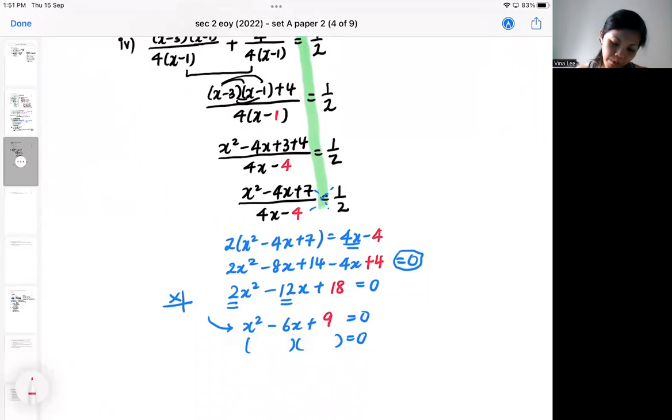you divide by 2. So you will get x minus 3, x minus 3. First bracket equal to 0, second bracket equal to 0. But because both brackets are the same, you end up getting only one answer.